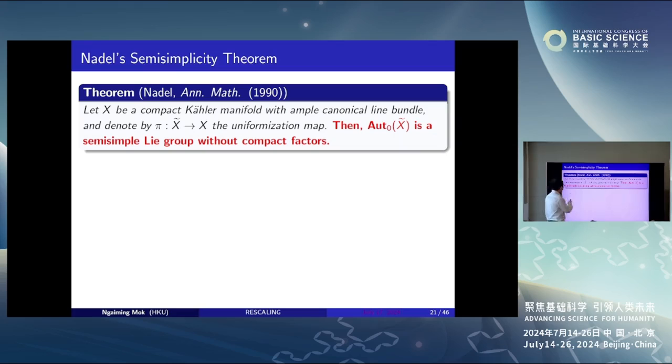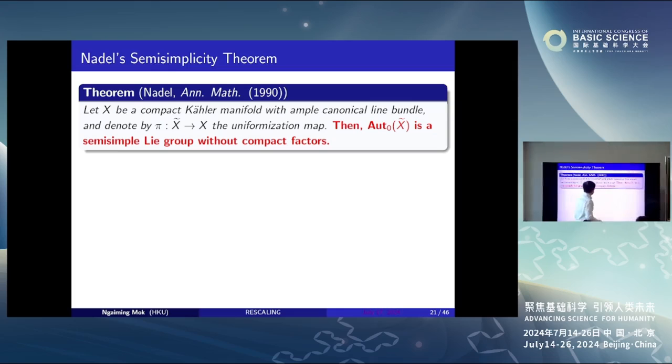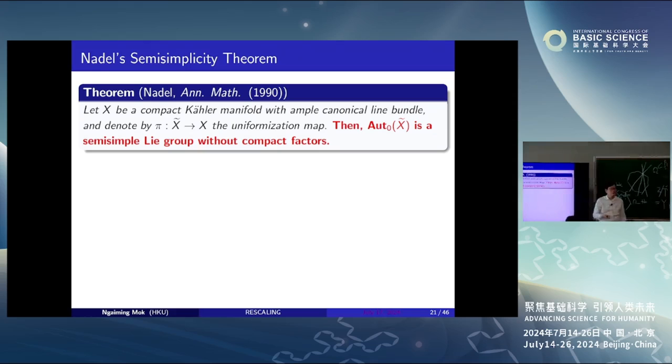Okay, in order to prove my theorem with Chen, an ingredient is Nadel's semi-simplicity theorem. He was studying the automorphism group of the uniformizing manifold of a projective manifold with ample canonical line bundle. And then he proved that this is a semi-simple Lie group without compact factor. This proof makes use of Kähler-Einstein metrics. It makes use of stability. So it's not elementary. It makes use of the existence of Kähler-Einstein metric.